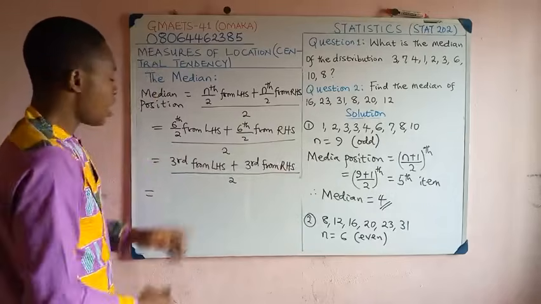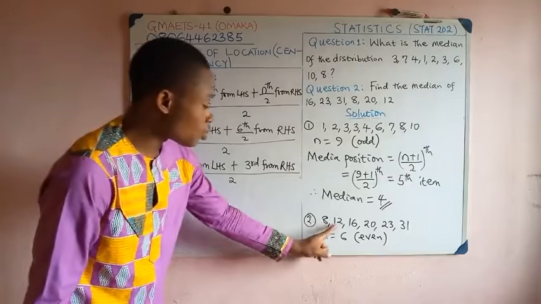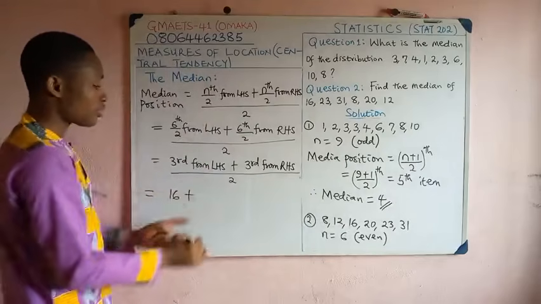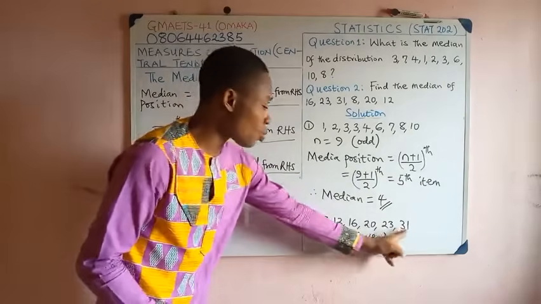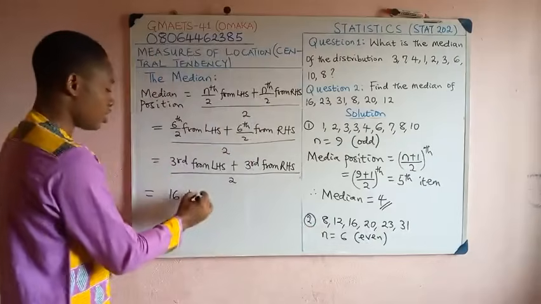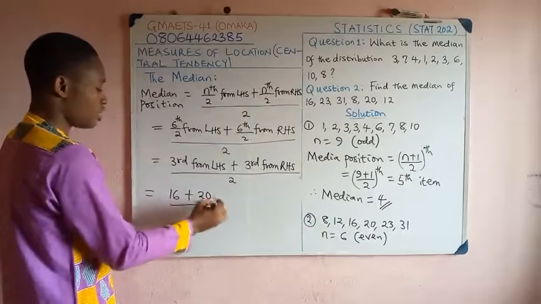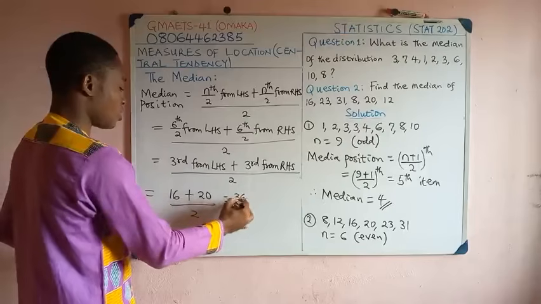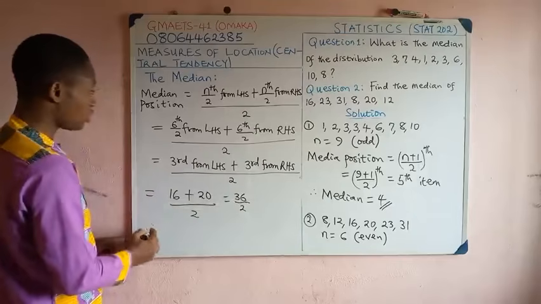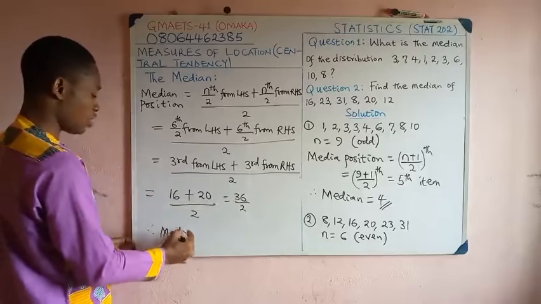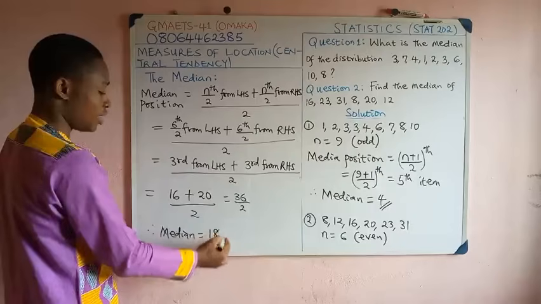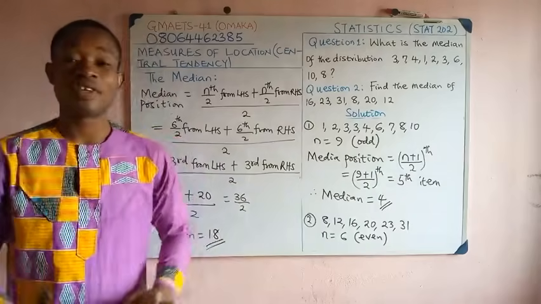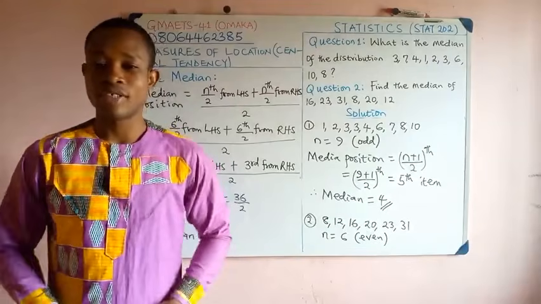So let's do that. 3rd item from left, 1, 2, 3. It landed us on 16. Plus 3rd item from right, 1, 2, 3. It landed us on 20. So we're going to divide this by 2. 16 plus 20 divided by 2 will give us 36 over 2. Therefore, the median is equal to 36 over 2, which will give us what? That should be 18, right? So this is how we obtain our median using the equation 9 and 10 given earlier.